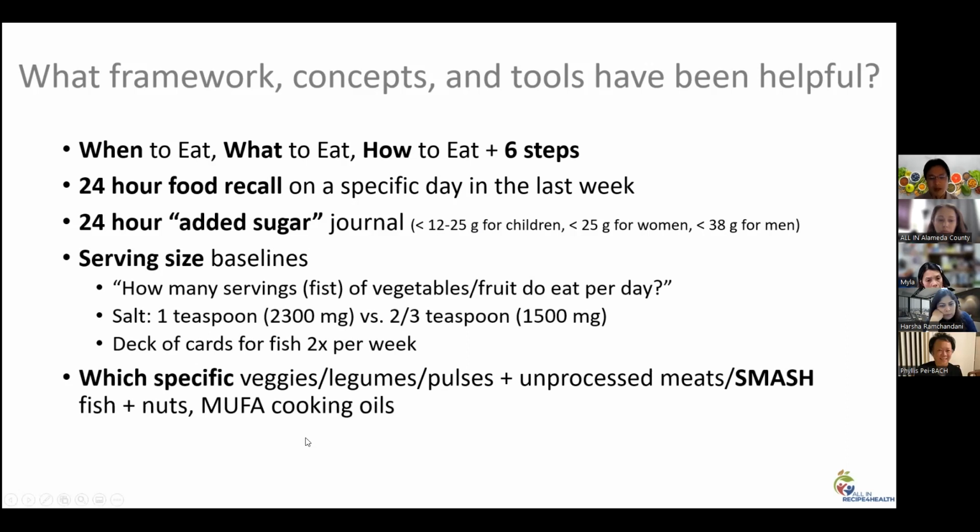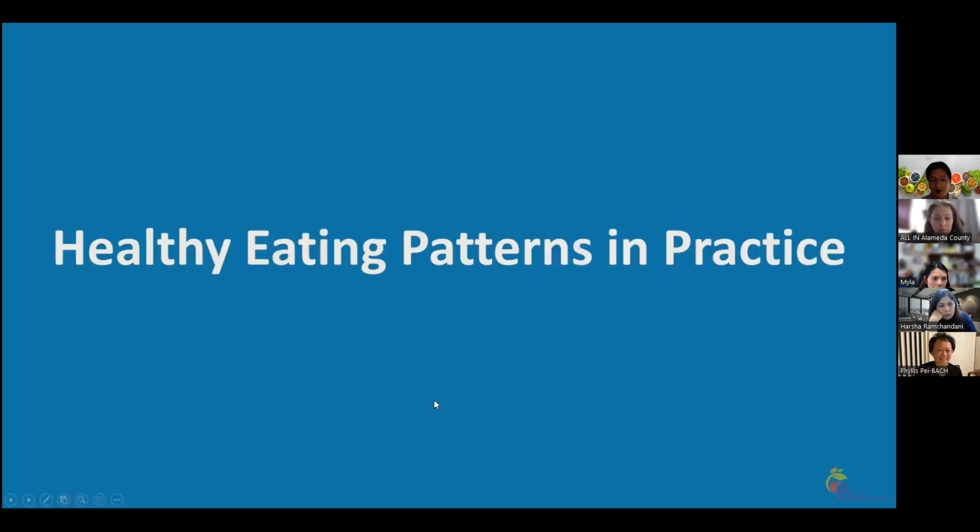And then specific, this is where I say getting a little specific. It's not enough to say eat more vegetables. Ask them what vegetables they want. And then what other foods are they incorporating? How about the SMASH fish? You all remember what SMASH is? S is salmon, wild salmon. M for mackerel, not king mackerel, but the Atlantic mackerel. A for anchovies. S for sardines, there you go. And then H is herring, oily, small fish, high omega-3. And then the MUFA cooking oils, right? Avocado oil, olive oil. All right, so we're done with this.